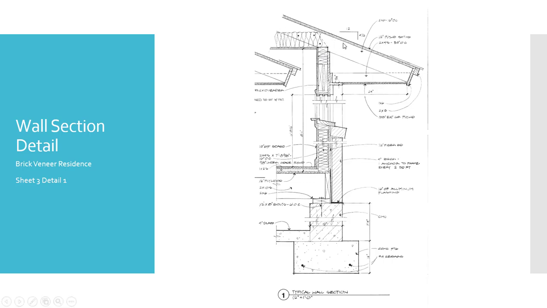Moving up, here's our roof rafter coming through. Here is insulation in the ceiling. And this is the roof sheathing, which will be plywood sheathing. And in this drawing, they're not even indicating the roofing on top.